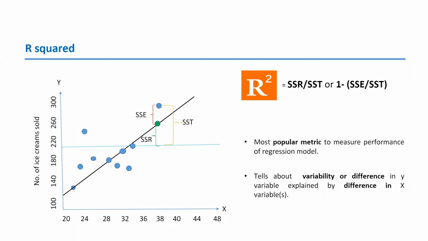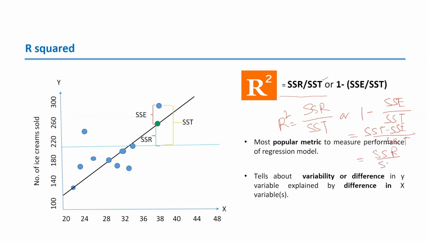Okay, so don't worry about the definition now. Just try to understand that R square is nothing but the ratio of SSR by SST, with SST in the denominator. Or alternatively, we can say it is 1 minus SSE by SST. Because ultimately, if we do SST minus SSE, divided by SST, we will eventually get SSR. So R square is the ratio of SSR and SST.